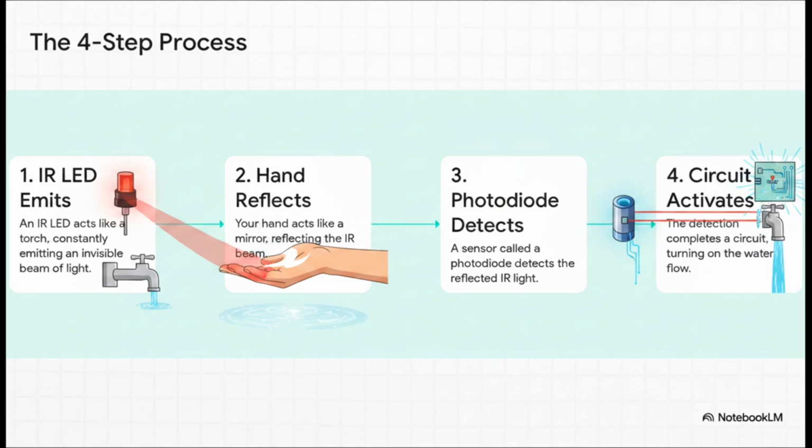First, there's a tiny infrared LED. You can think of it like a little flashlight, always on, but shooting out a beam of light that's invisible to us. Second, when you place your hand under the tap, your skin acts like a mirror and bounces that invisible beam right back up.